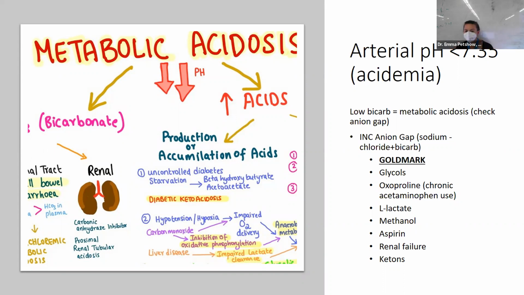your potential etiologies, your acronym is GOLDMARK. Okay, glycols, oxoproline, that just means chronic Tylenol use or overuse. L-lactate, methanol, so any of your alcohols. Aspirin, renal failure, and this is ketones, not ketones. It's ketones, put a little E in there. Like, what the heck's a ketone? Doesn't exist. Ketones. So ketones, we can see that in diabetes, right? We could see diabetic acidosis.